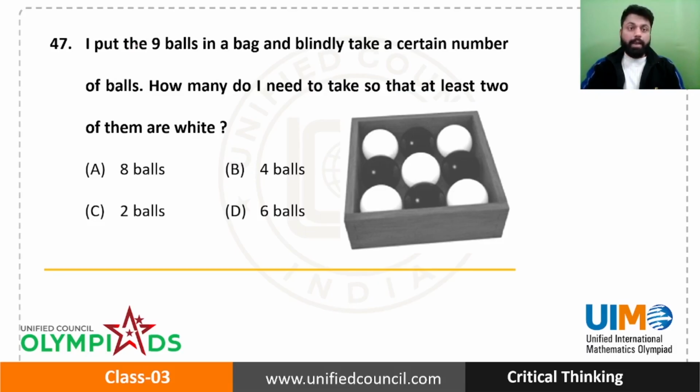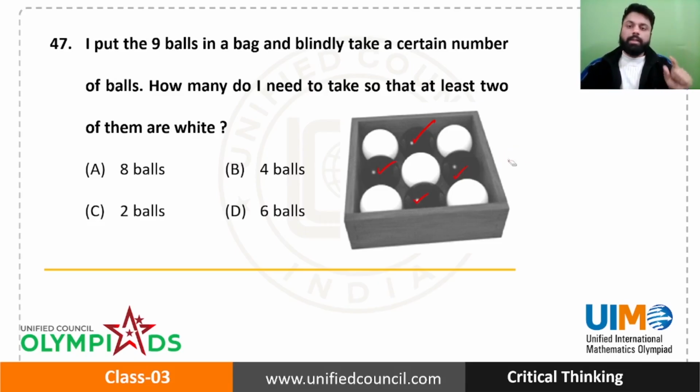I put 9 balls in a bag and blindly take a certain number of the balls. How many do I need to take so that at least 2 of them are white? At least how many balls do I need to take? So see, if we talk about this particular scenario, let's suppose I'm closing my eyes and the ball that I picked is black color. So there are 1, 2, 3, 4 black balls. Let's suppose that in the first 4 trials, the balls that we are taking out are black.